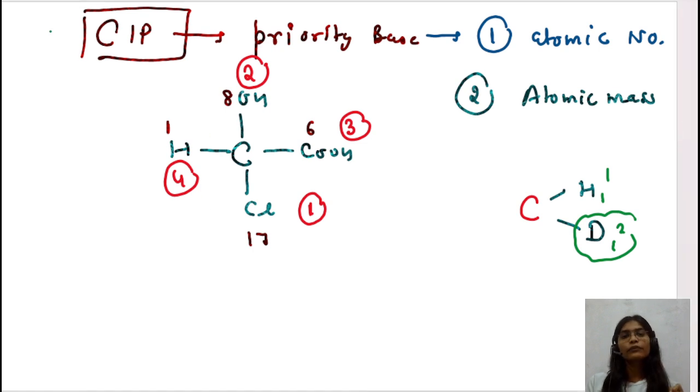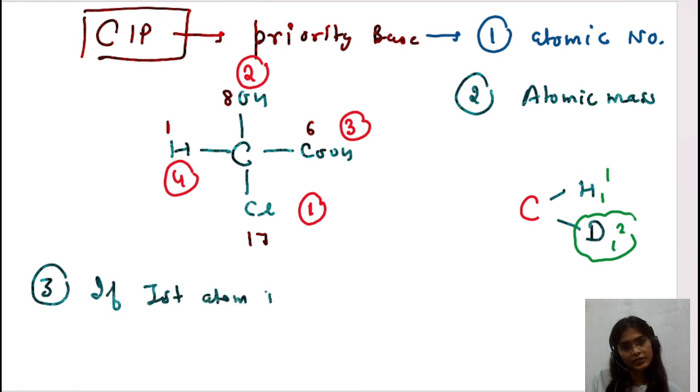Now what if there is a tie for the atomic number and a tie for the mass number as well? Then how do we check it? The rule number 3 says that if the first atom is the same, you have to check the second. If the second is the same, then the third; if the third is the same, the fourth and fifth, and so on.